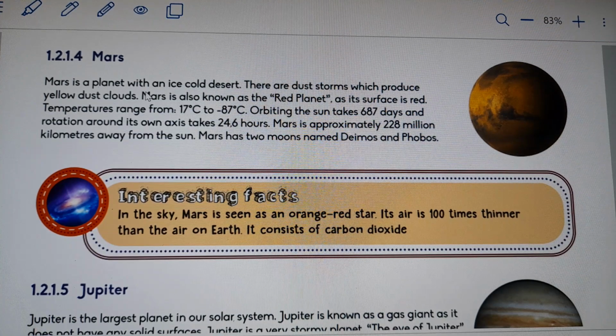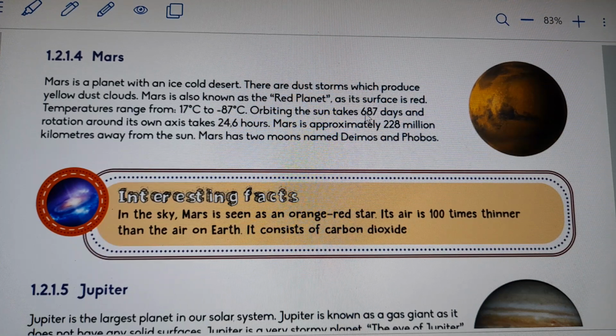Mars is the planet with an ice cold desert. Okay, ice cold desert. There are dust storms which produce yellow dust clouds. And Mars is also known as the red planet, as its surface is red. Okay, and the temperature ranges from 17 degrees Celsius to minus 87. You see, yeah, it's a little bit cold.